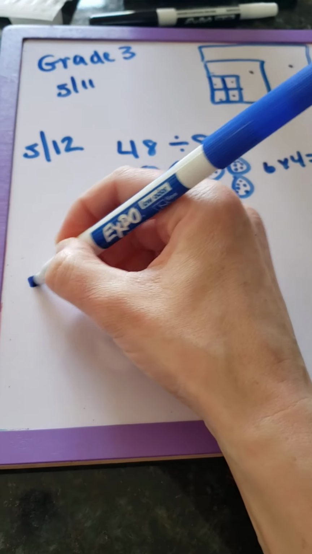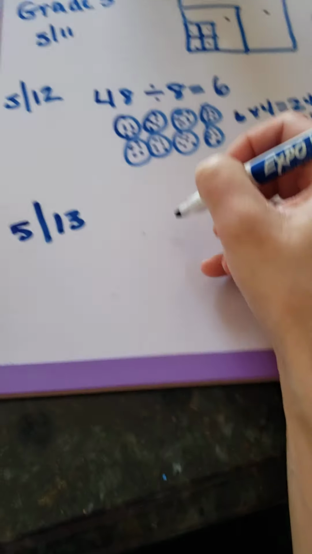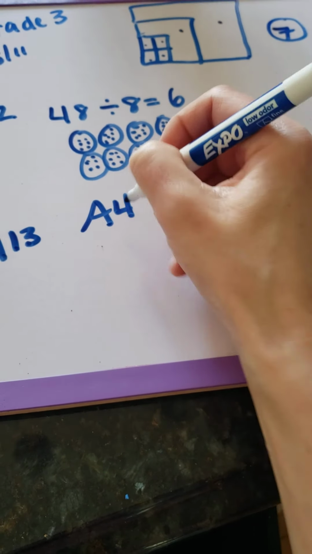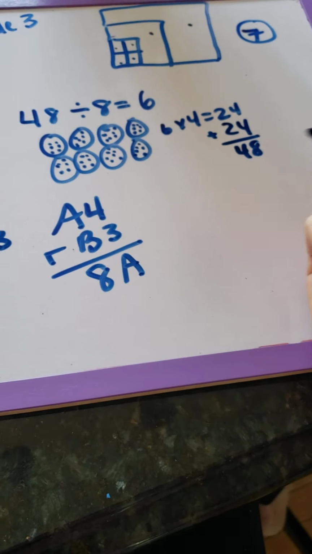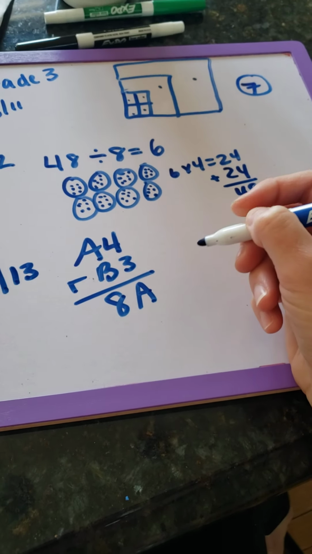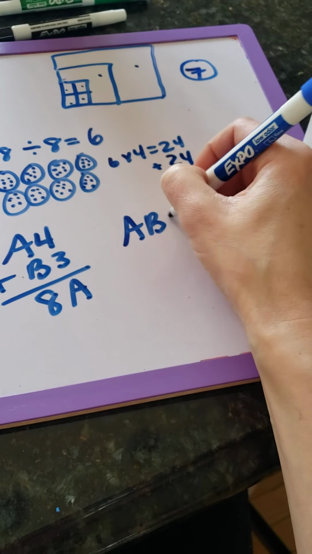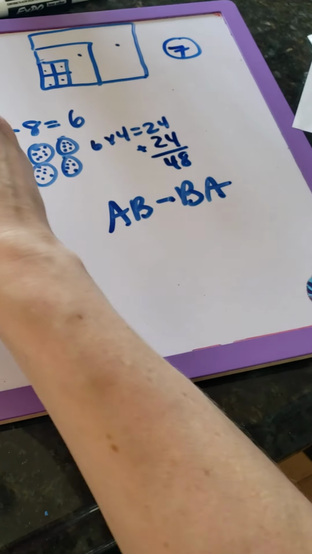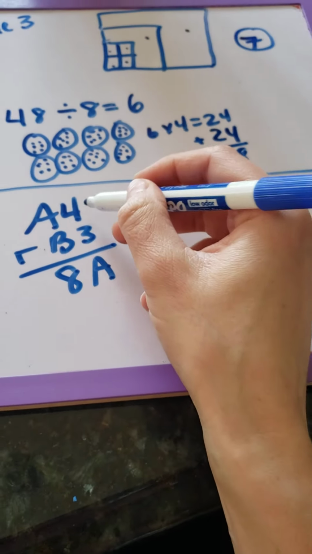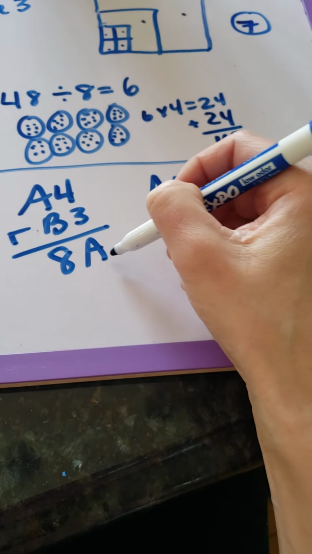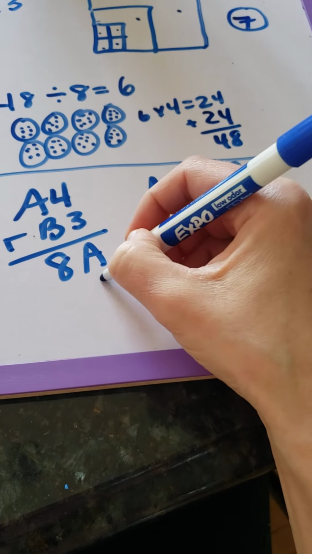Let's take a look at the problem of the day for 513. It says if A4 plus B3 equals 8A, then I'd have to find AB minus BA. So my first job is to find out what A and B stand for. Let's start in the ones column. 4 plus 3 is what? 4 plus 3 is 7.